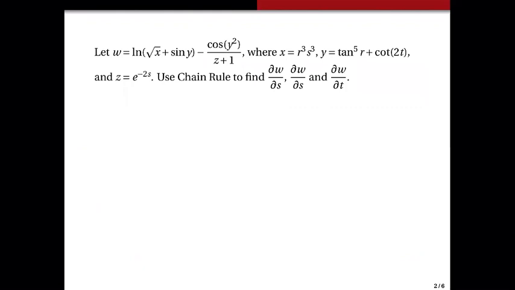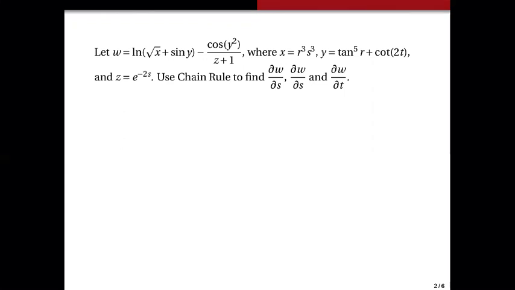Let W be equal to ln of the square root of x plus sine y, minus cosine y squared over z plus 1, where x is a function of r and s: x equals r cubed times s cubed. Your y is tangent to the fifth power of r plus cotangent of t, so y is a function of r and t. And then z is just a function of s, so z equals e to the negative 2s.